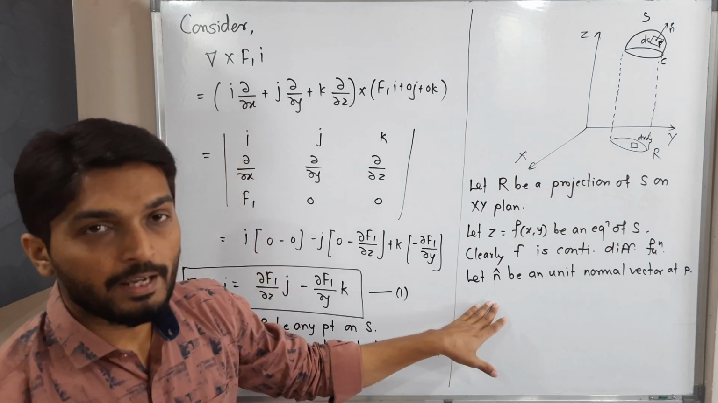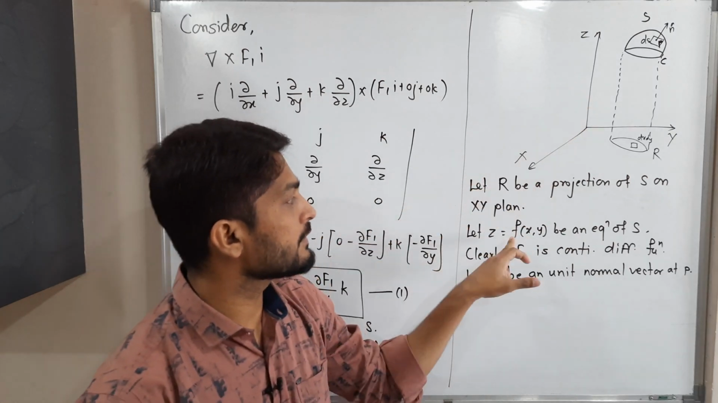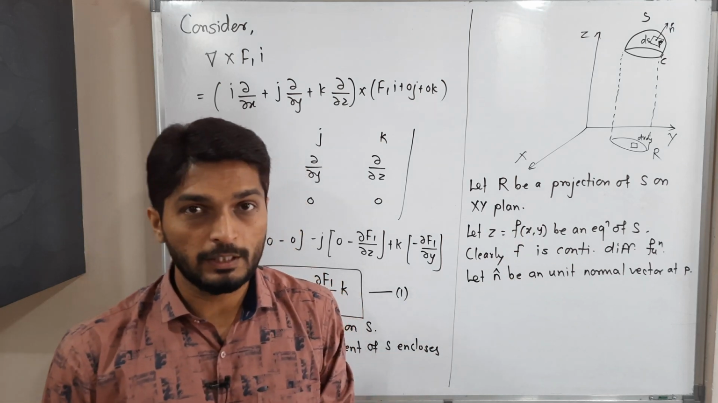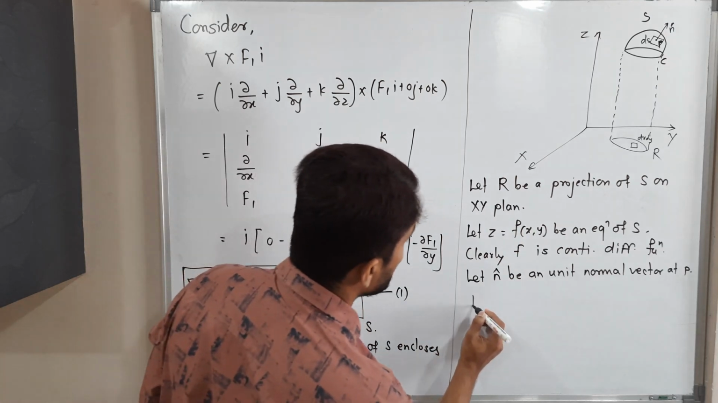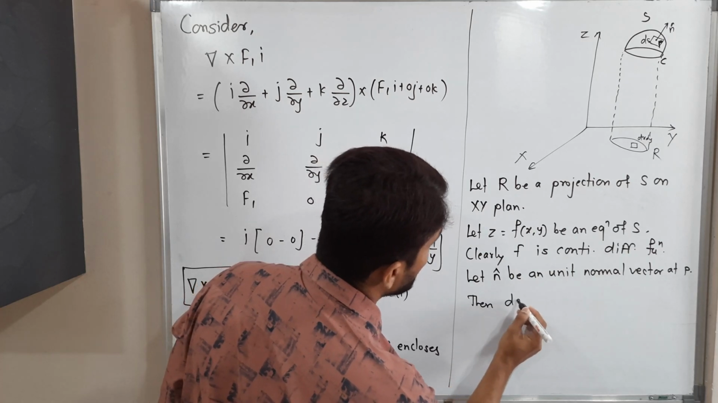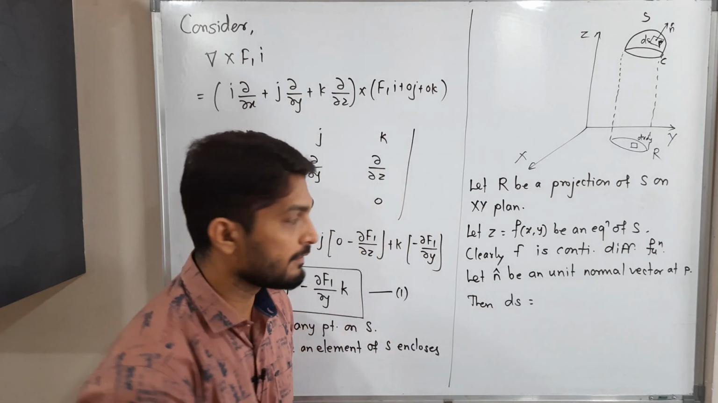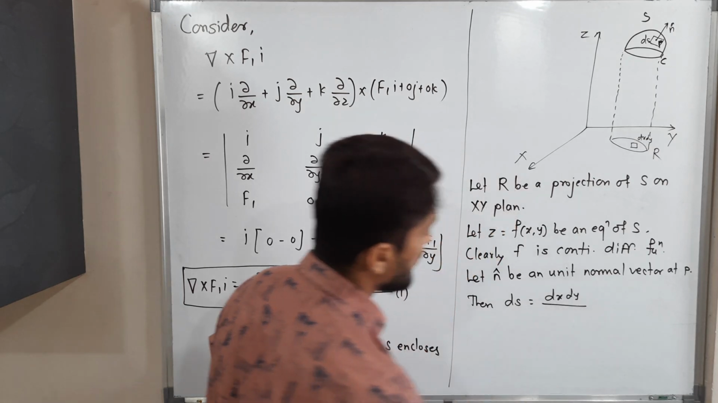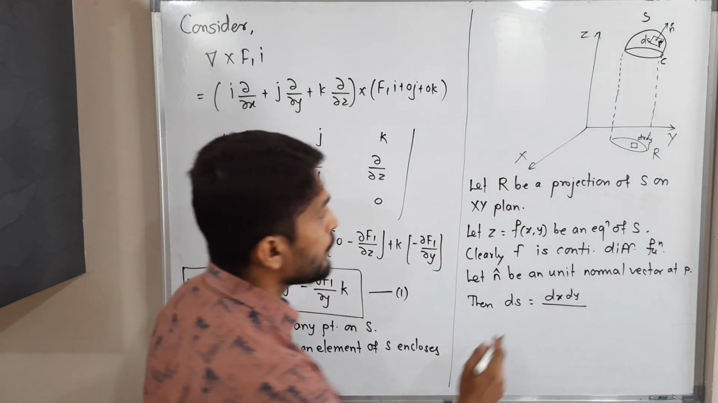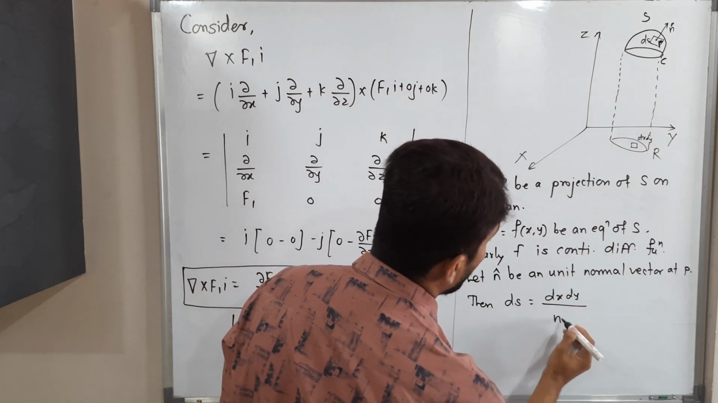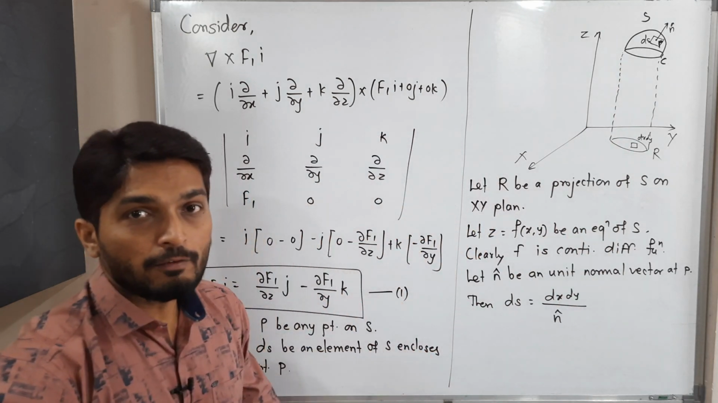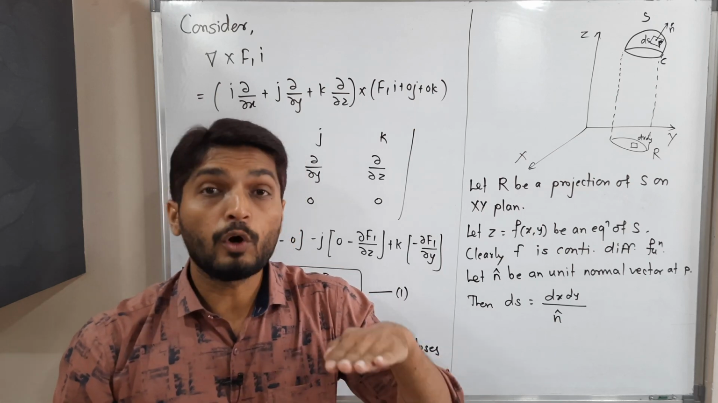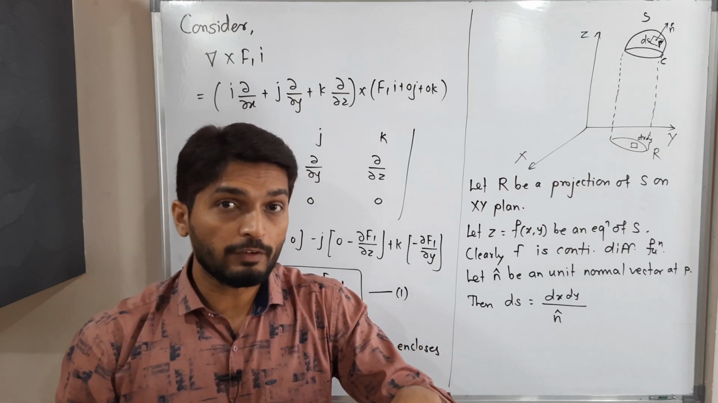We also have the equation of that surface S as z equal to f of xy, where f is continuously differentiable. So then we can express dS in terms of dx and dy. We consider a normal vector n cap, and we are taking the projection on the xy plane. So we want a vector perpendicular to the xy plane.